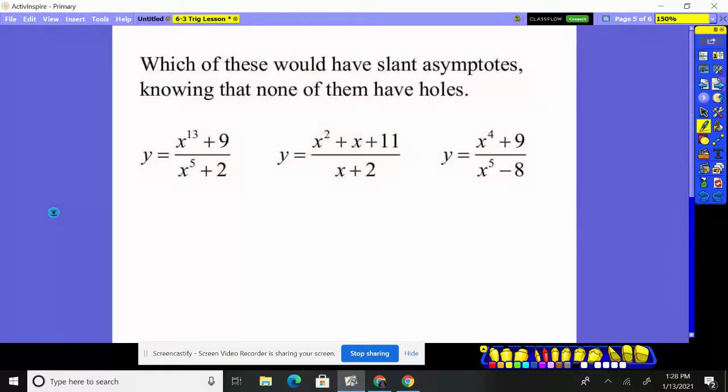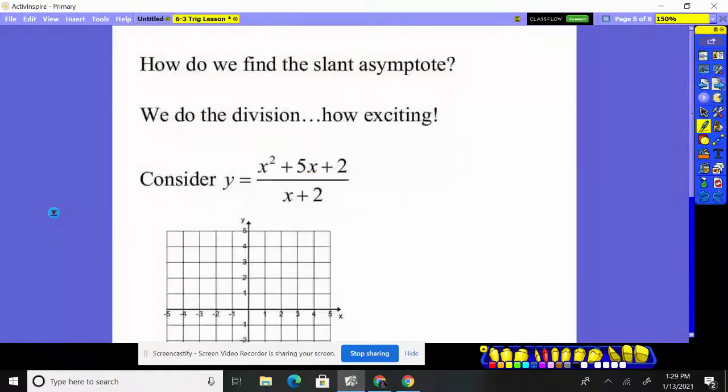Which one of these would have a slant asymptote, knowing that none of them have holes? I'm telling you now, none of them factor and are going to cross out. So let's see. This has degree 3, degree 5. Is the top one degree higher than the bottom? No. What about the second one? This has degree 2, degree 1. Hey, yes. This will have a slant asymptote. This one is degree 4, degree 5. Is the top one degree more than the bottom? No, the bottom is. So, hey, it's not going to have one. Most of the time, you're not going to have a slant. It's only going to happen in a situation like this where the top is one degree higher than the bottom.